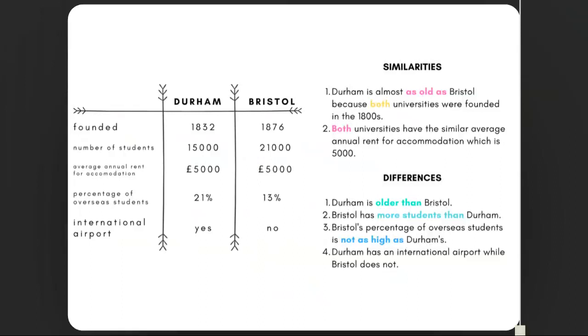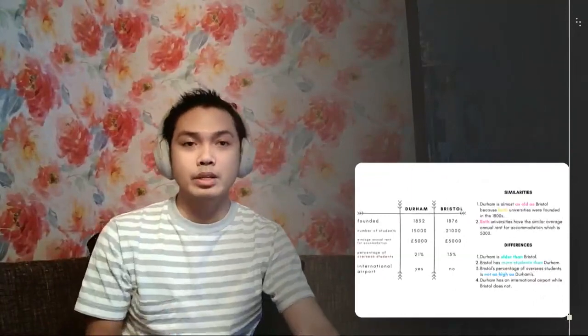Okay, and number four over there is actually a bonus. Okay, the fourth difference that we can actually highlight from the table: Durham has an international airport, while Bristol does not have an international airport. All right. Okay, so I hope the explanation is clear.